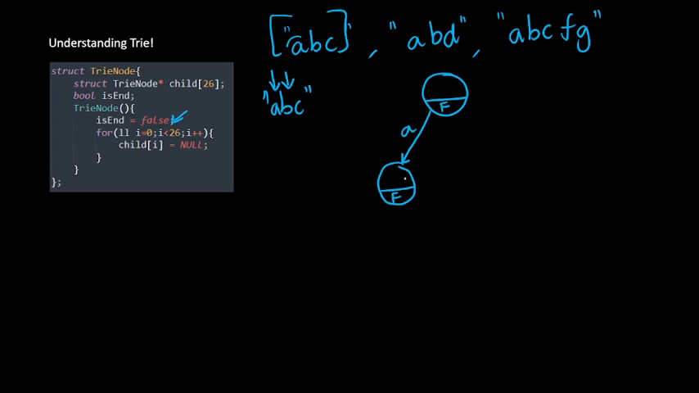So does this A have any branch which is going to B? No, it does not. So we'll make one more. And this is also false, and this was for B.